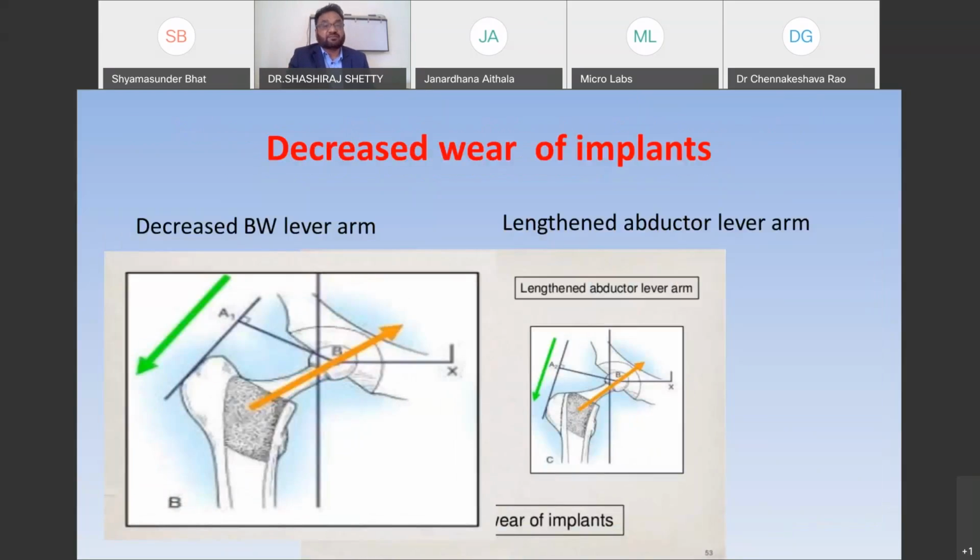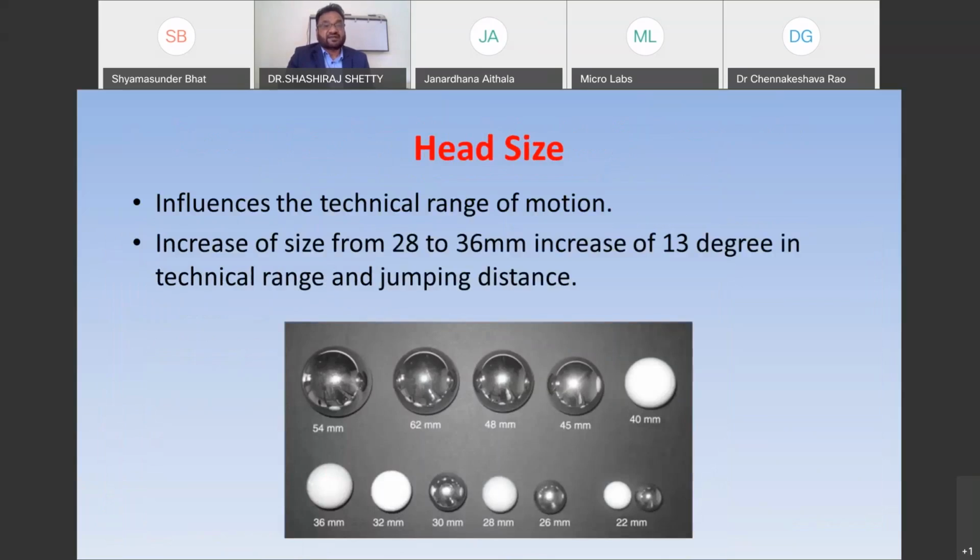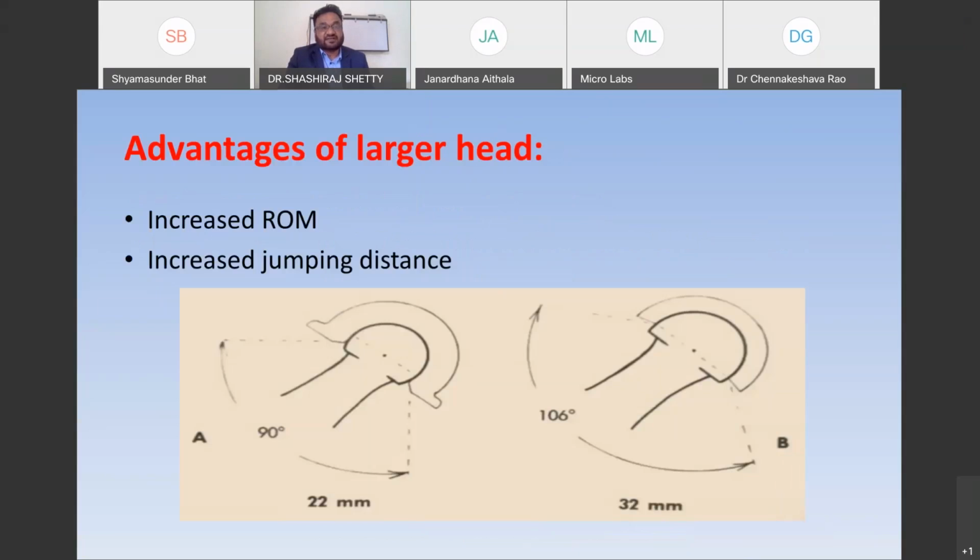Decreased wear of the implants. The 4 major factors which constitute stability are component design, component position, soft tissue tensioning, and soft tissue function. For head size, Charnley used 22.225, but nowadays we use a range from 28 to 36 millimeters, preferably 32. Increase of 13 degrees in the range and the jump distance. Advantage of a larger head: increased range of movement and increased jump distance.